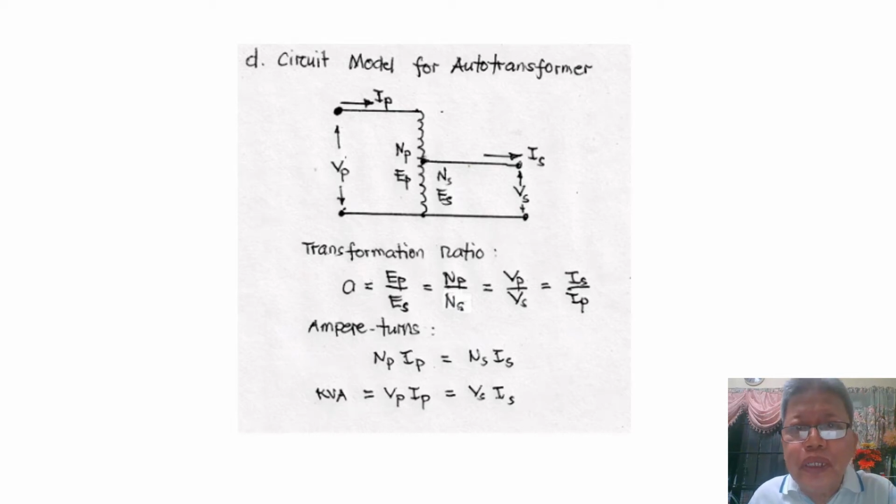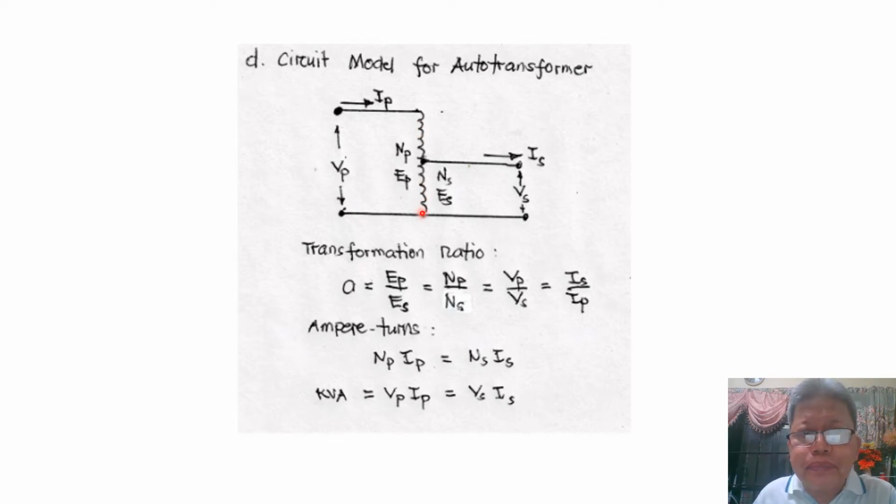Hello everyone, let us continue our discussion on system modeling. This time we'll consider autotransformers. Autotransformers are just transformers with one continuous winding, such as shown here.